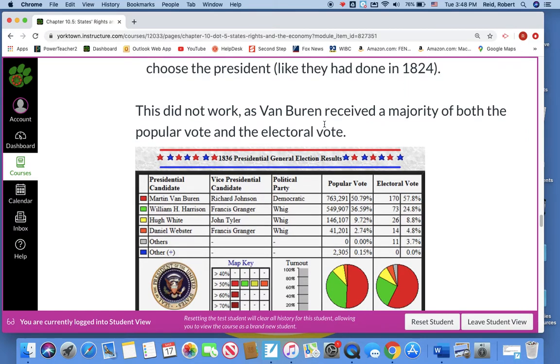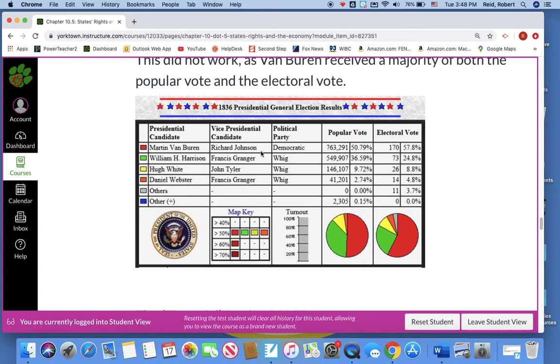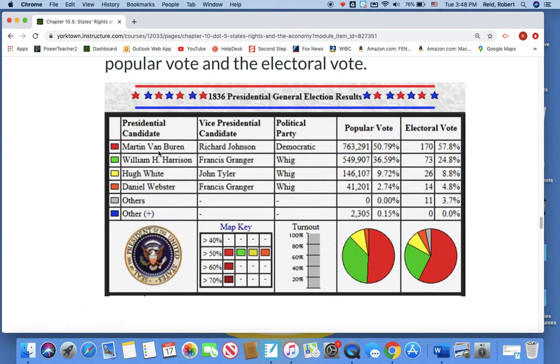It says here it did not work, as Van Buren not only got a majority, but actually did very well. You can see the numbers here. Martin Van Buren, running for president as a Democrat against all of these Whigs, not only got a majority of the popular vote, which will not necessarily get him the presidency, but he also got a majority of the electoral vote outright. You need 50% plus 1. You need 50.1 or higher. He got almost 58%.